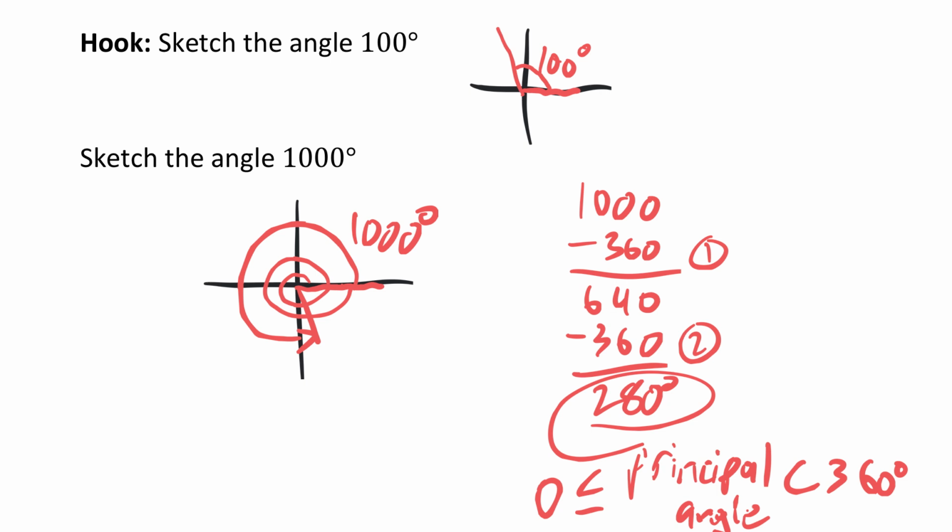So if you have an angle bigger than 360, you have to keep subtracting until you get below 360. Or if you have an angle smaller, you have to add, because your final answer should be somewhere between 0 and 360. Let's look at another example.